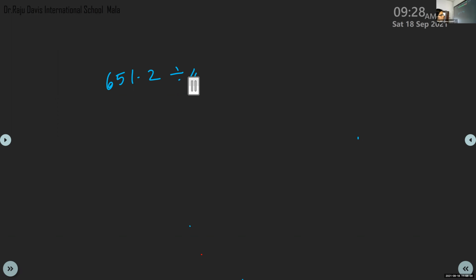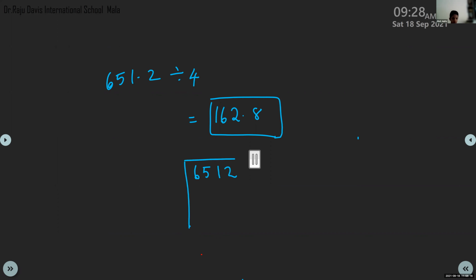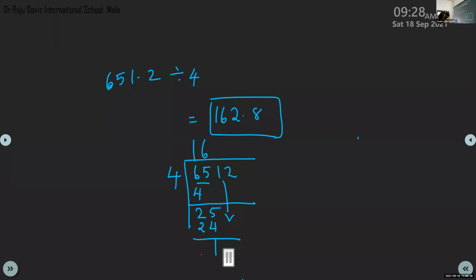Okay, Abel Jofi, what is the answer? Ma'am, 162.8. That is your answer, isn't it? Let us check whether this answer is correct. What is the first step? 651.2, simply divide like a whole number. 6512 divided by 4. First one digit you can take. 4 ones are 4, then balance 2, 5 you bring down. So 25. How many times 4 in 25? 6 times, 6 times 4 is 24. Then balance 1, bring down this 1. So 11.